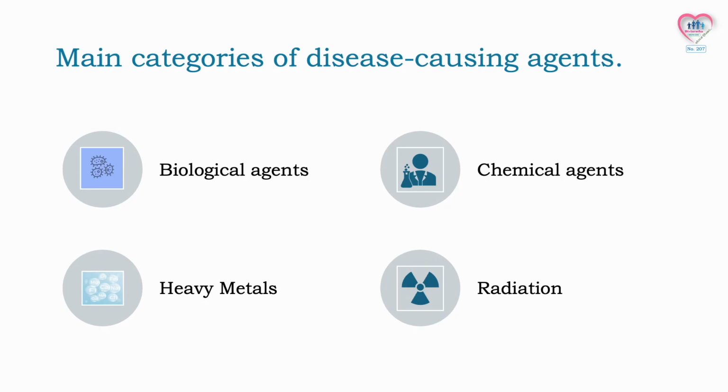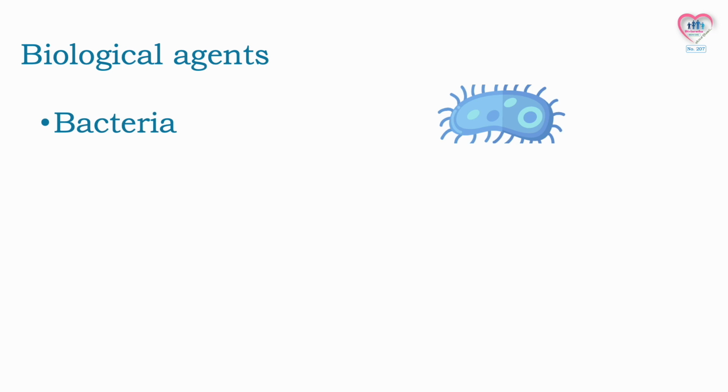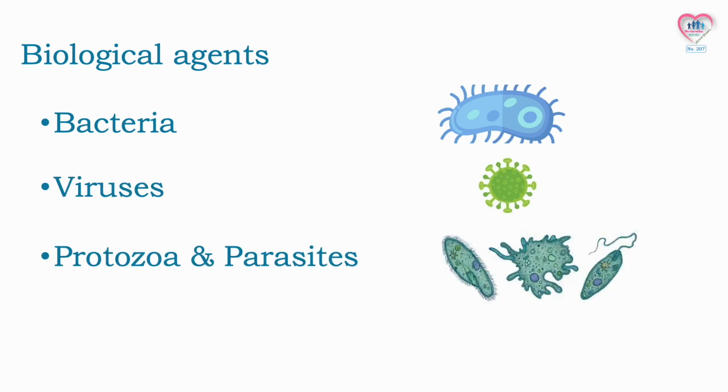Next, we will see who the culprits are, or disease-causing agents that could enter our body through food. They are biological agents such as bacteria and viruses, chemical agents, heavy metals, and radiation. All these can enter our body through food or water. We will next examine the biological agents in more detail. Biological agents include bacteria, viruses, protozoa and parasites, and fungi. Let's look at bacteria first.